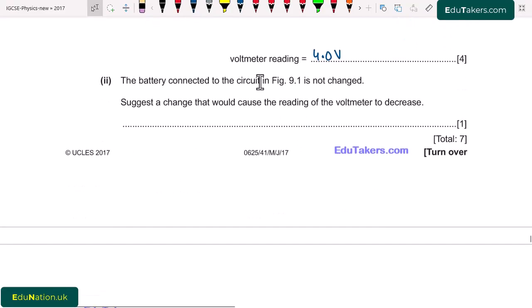Part 2. The battery connected to the circuit in figure 9.1 is not changed. Suggest a change that could cause the reading of voltmeter to decrease. So we have to decrease the reading on the voltmeter. So what we have to do? We just increase the temperature of thermistor so that the reading on the voltmeter decreases. I write here increase the temperature of thermistor.